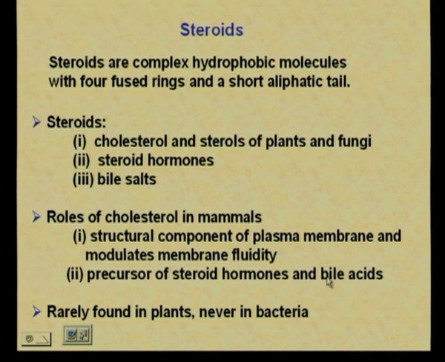Now, the bile acids are extremely important for digestion. So, you have to have sufficient cholesterol for the formation of steroid hormones and bile acids. And cholesterol, we will see, is not found in plants. There is another form found in plants called stigmasterol, which we will see in the next slide. So, what are the uses of this cholesterol? The uses are in the modulation of membrane fluidity and also as a structural component in the plasma membrane.